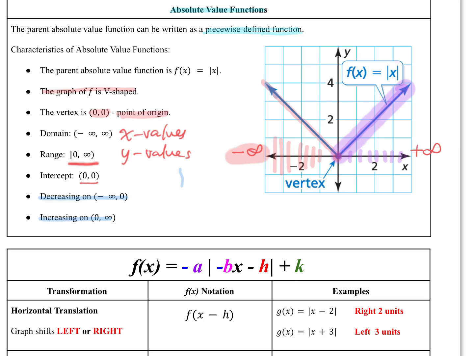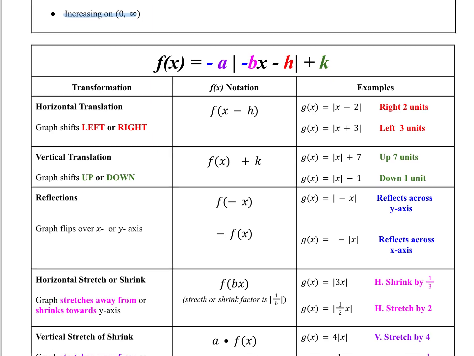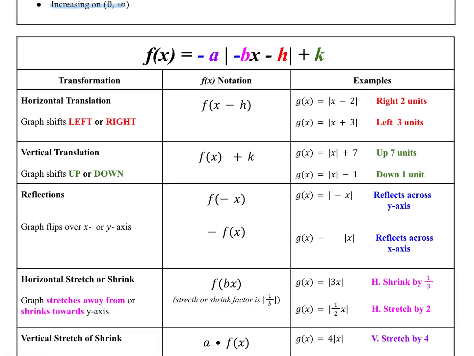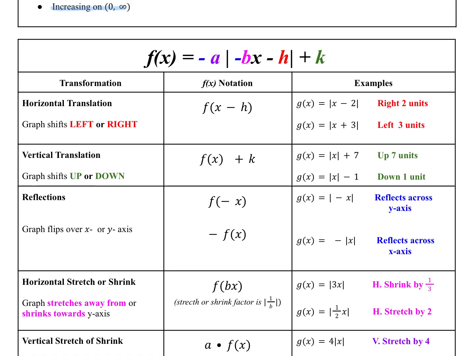Okay, so let's look at some transformation vocabulary here. I would like you to take note of the function. The function in its fullest version is written as f(x) = -a|-bx - h| + k. All of these variables are used for transforming our absolute value graph. So for starters, first we're going to look at the transformation, and then the notation, and we're going to look at some examples for us to understand our lesson today.